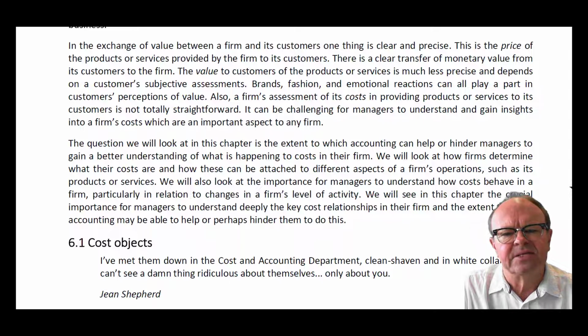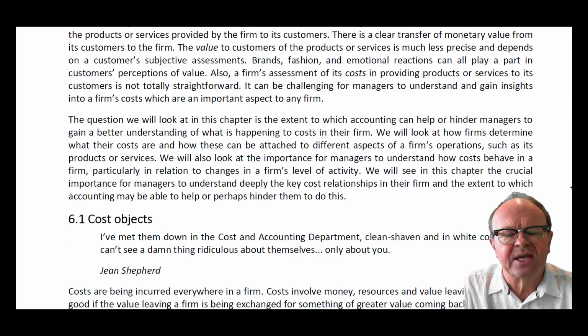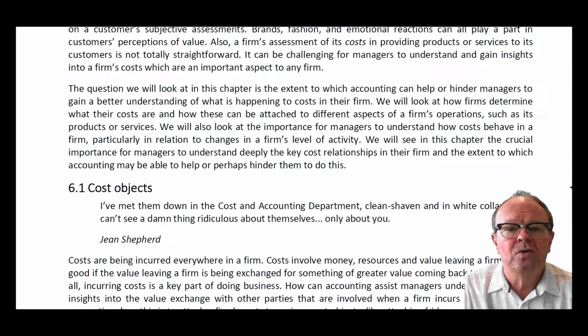The value to customers of the products or services is much less precise and depends on a customer's subjective assessments. Brands, fashion, and emotional reactions can all play a part in customers' perceptions of value. Also, a firm's assessment of its costs in providing products or services to its customers is not totally straightforward. It can be challenging for managers to understand and gain insights into a firm's costs, which are an important aspect to any firm.